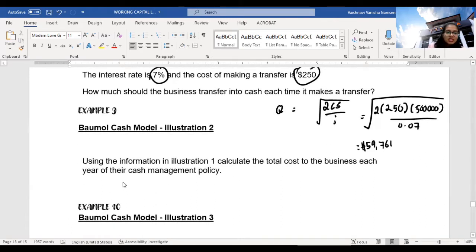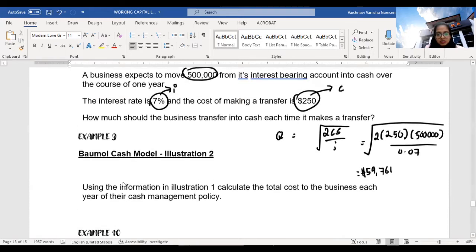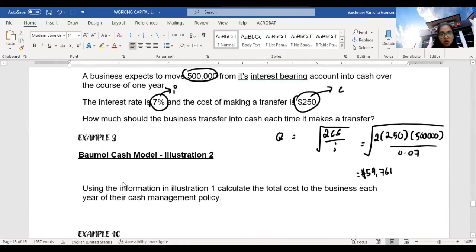All right. The next one: using the information in illustration 1, calculate the total cost to the business each year of their cash management policy. So if you want to calculate the total cost of the cash management policy, how much is it?